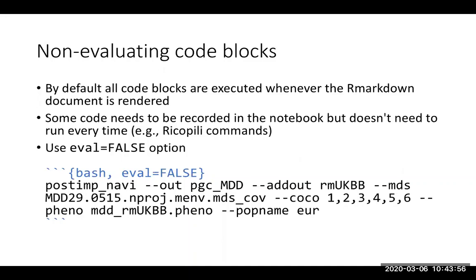So I said before that there are some commands that you might want to keep a record of what the command was, but you don't necessarily want that command to be run every time the notebook is compiled into a document. So if you use this eval equals false argument to the code block, then it'll just skip over that. So for example, here we have a Regenie post-imputation command to run a meta GWAS.